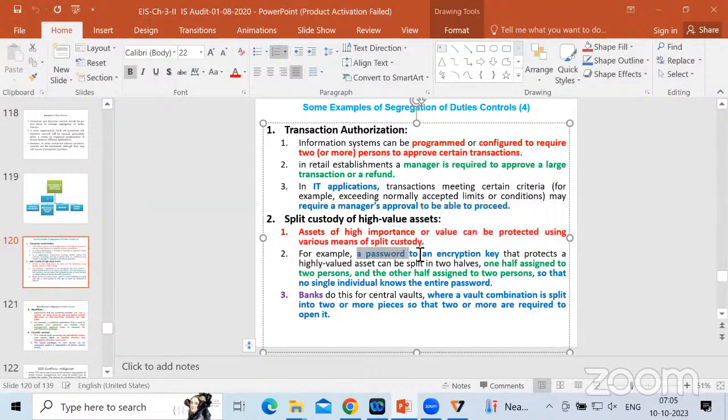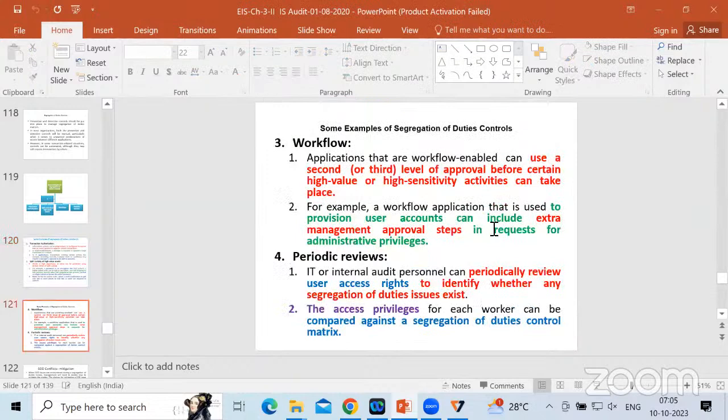Here they have given an example: the password to an encryption key reflects a high valued asset that can be split into two halves, one half assigned to one person and the other half to another, so that no single individual knows the entire password. Let us say the password is John Kennedy. User A is provided with the password John and user B is provided with Kennedy. Both have to come together, sit together, type together, then only the password will work. That's very simple.